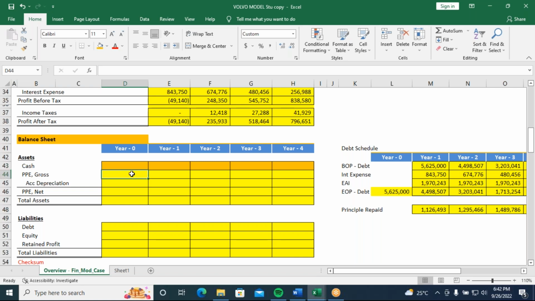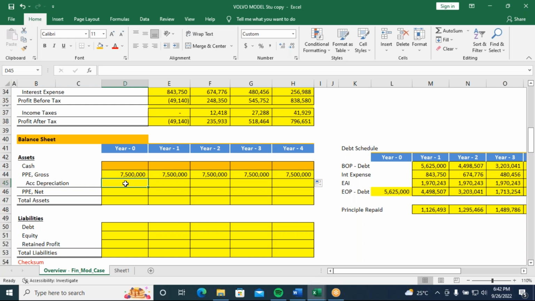So the PPE gross, if you see, is equal to 75 lakh. Every year the gross is going to remain the same, so I'll take the previous year value, select it, and drag it till the last. Okay. So here now we have to calculate the depreciation.